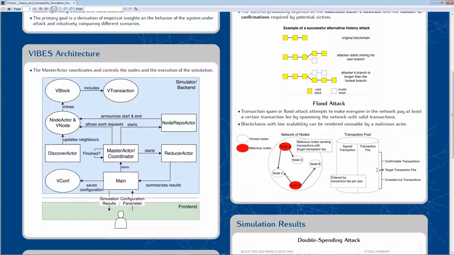The simulation ends after the coordinator realizes that the current timestamp of the simulation is higher than the end timestamp. Then the reducer actor summarizes the results and presents them to the user via the front end. Let's talk about the attacks.